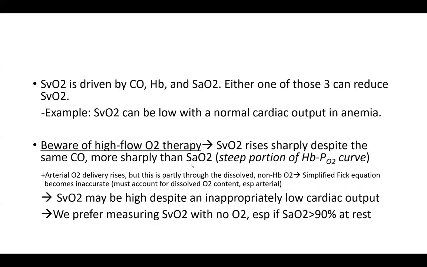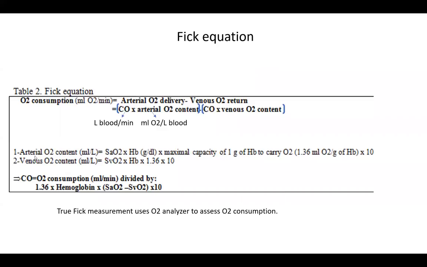Another thing I should mention here is that I'll go back to the Fick equation. It's all driven by that. So I told you this is how we measure the arterial O2 content and mixed venous O2 content. It's really based on how much the hemoglobin carries oxygen. Keep in mind that 1.5% of oxygen is carried as dissolved in the blood. It's only 1.5%, so that's why we ignore it in that simplified equation. But the more you give somebody oxygen, and the more the hemoglobin gets saturated, the more that dissolved portion goes up. And in that case, that will make the Fick equation less accurate. When you give somebody oxygen, the dissolved oxygen becomes a more important component that kind of destroys that whole equation.